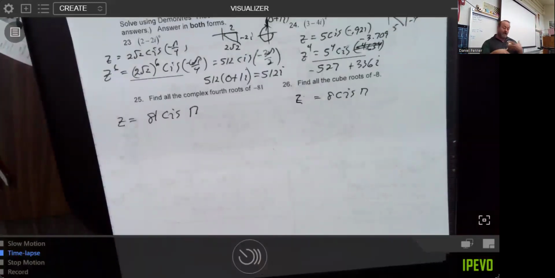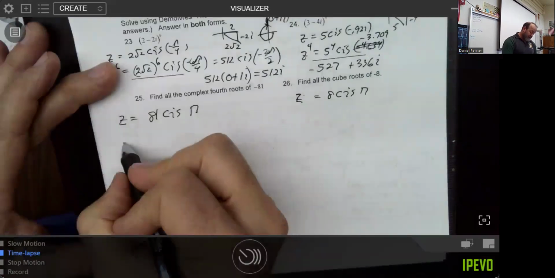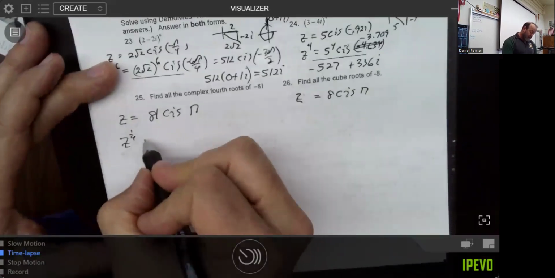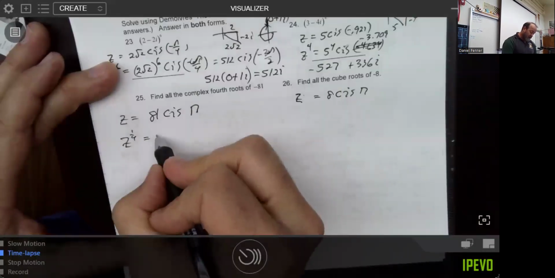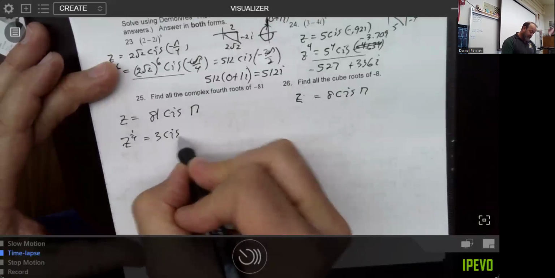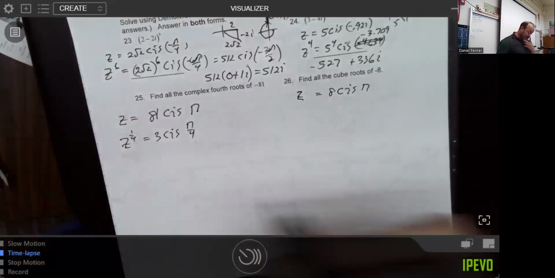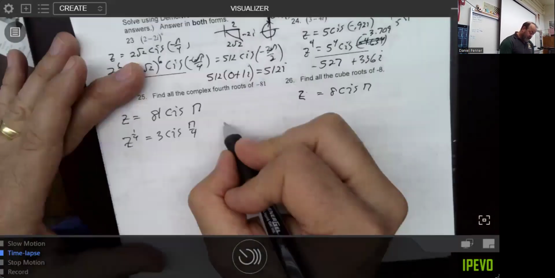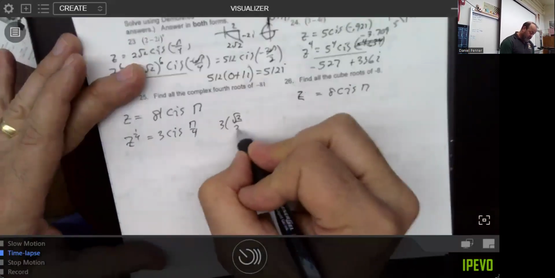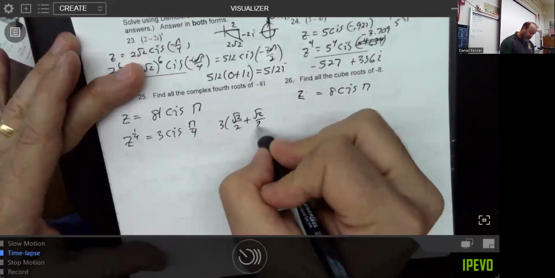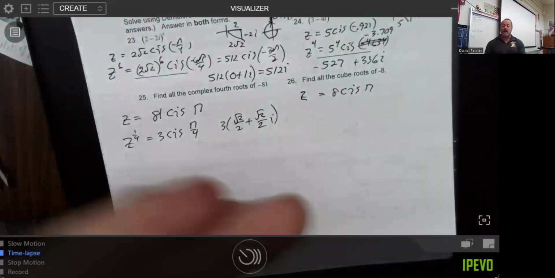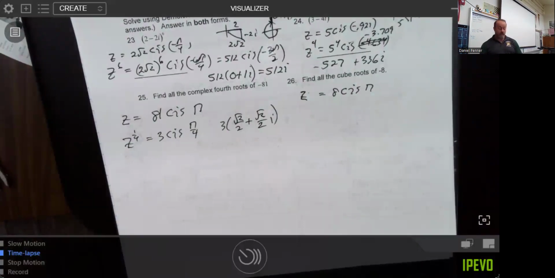But if I'm going to take the 4th roots of it, I'm going to raise it to the 1/4 power, and the 1/4 power of 81 is 3, and I multiply the angle pi by 1/4, and I get pi over 4. This is my first answer, which is, in other words, 3 times root 2 over 2 plus root 2 over 2 i, because the cosine and sine of pi over 4 is root 2 over 2.